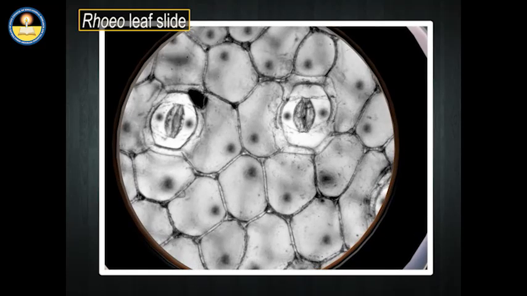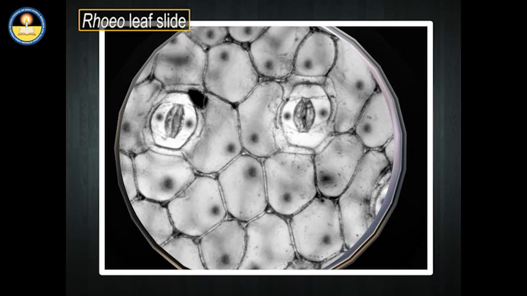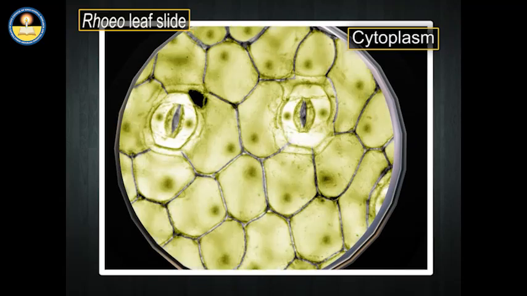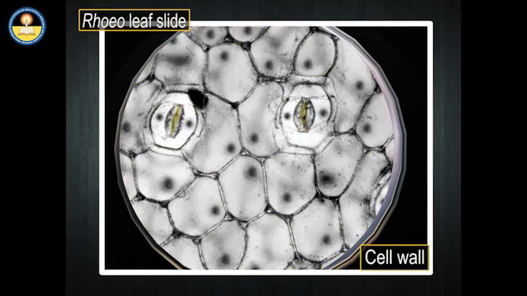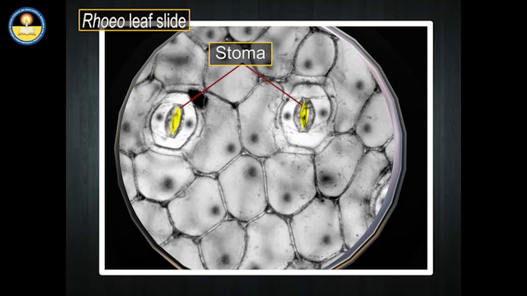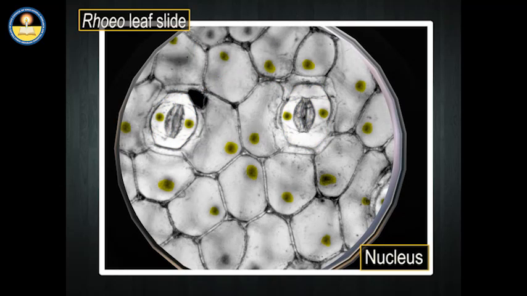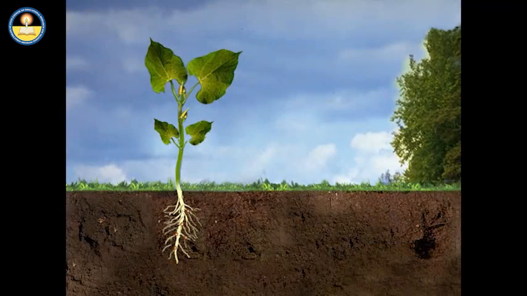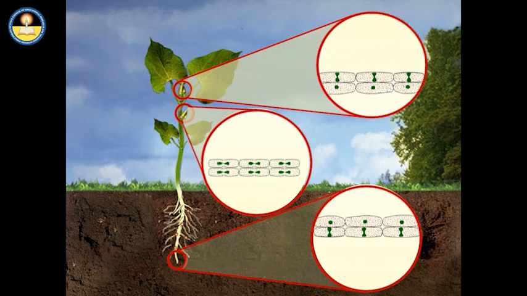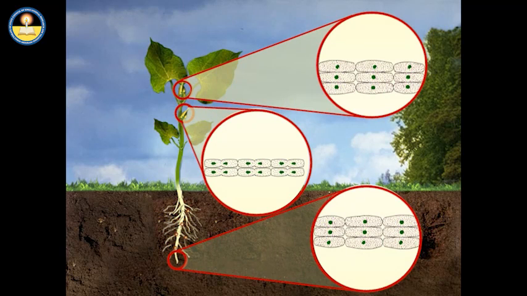Identify individual cells and take note of the following visible structures: cytoplasm, cell wall, stoma, guard cells, and nucleus. All cells come from previously existing cells. New cells are formed by the process of cell division.